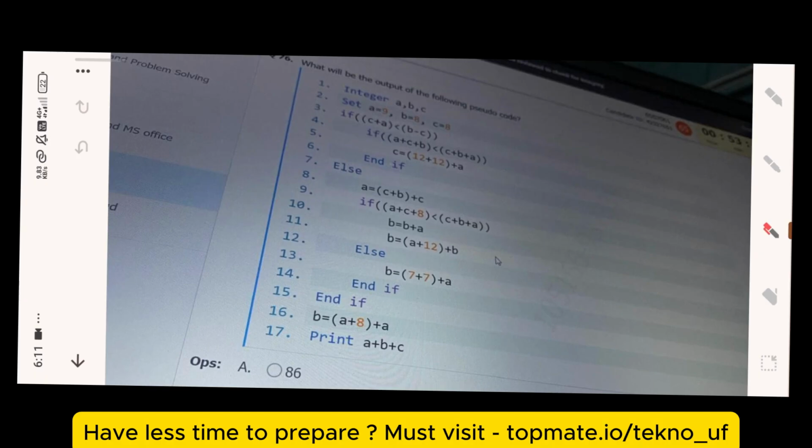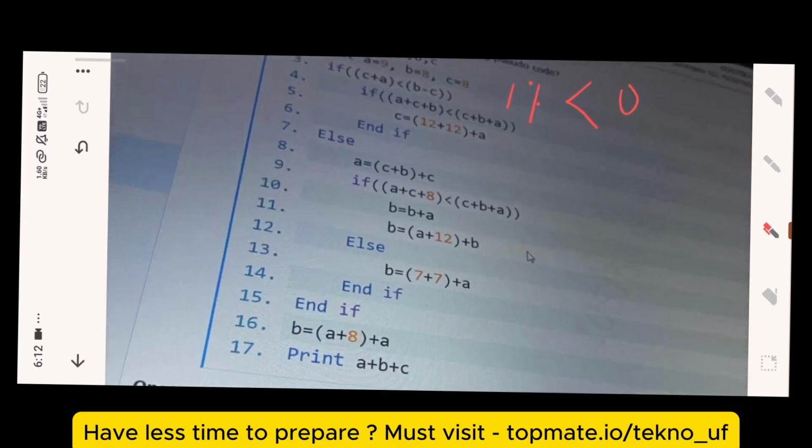As you can see here, set A is equal to 9, B is equal to 8, C is equal to 8. We are initializing these values, then we are checking if C plus A is less than B minus C. C value is 8 and A value is 9, so 8 plus 9 is equal to 17. So 17 less than B minus C. The value of B minus C is 8 minus 8, so 0. Is this true? No, this is false. So 17 less than 0 becomes false, and we go to the else block directly.